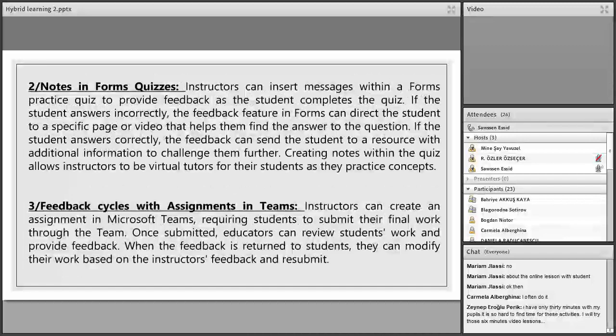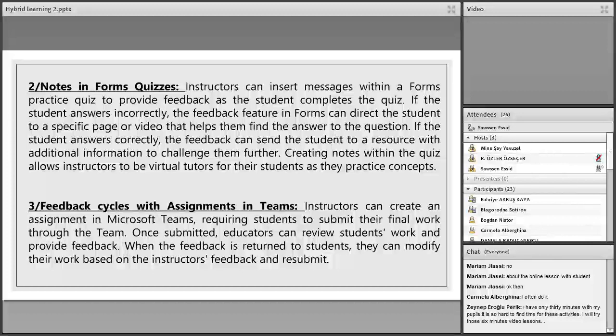Then we have the notes in forms or quizzes. They can insert messages within a form, practice quiz to provide feedback as the students complete the quiz. This is also a very good way to implement this kind of engagement and interest. And when it is in private, also it's good. Some learners feel shy when you are, for example, giving them a feedback in front of their peers.